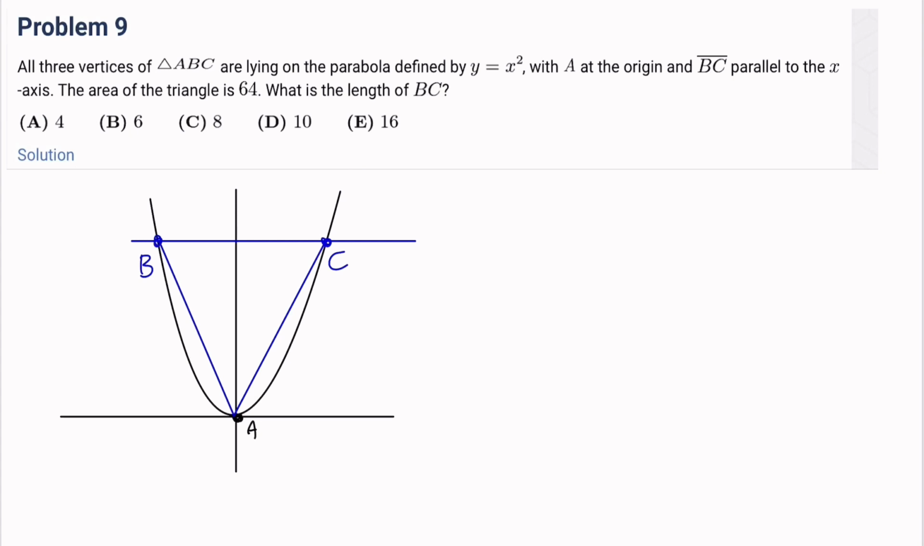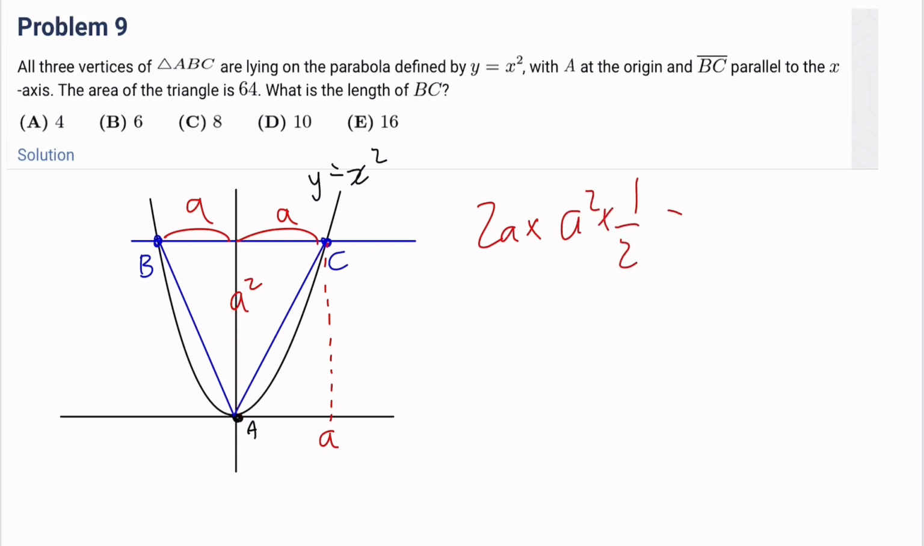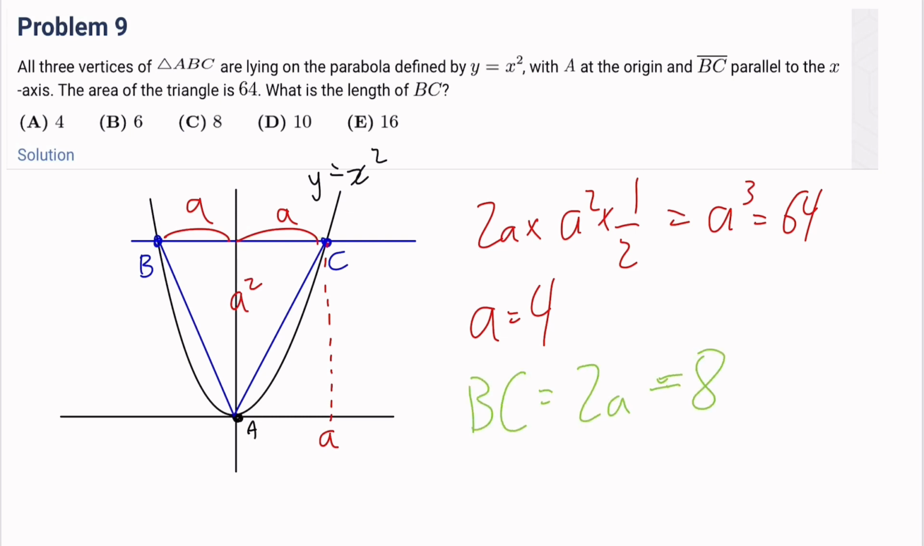And so let's say that the x value here is a, right? And then this length would be 2a, right? And since y equals x squared, that means the y value right here will be a squared, right? And so the area of the triangle is 2a times a squared times 1/2, because it's a triangle. This is a cubed. This is 64. So a equals 4. So the length of BC equals 2a, which is 8. So the answer is C.